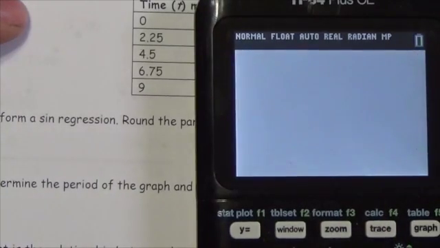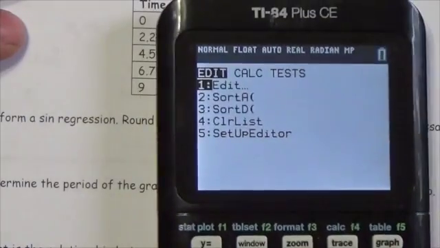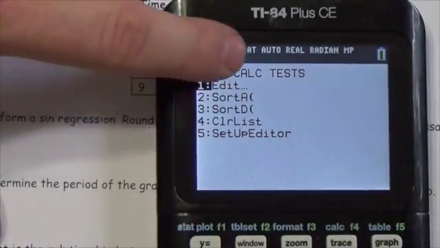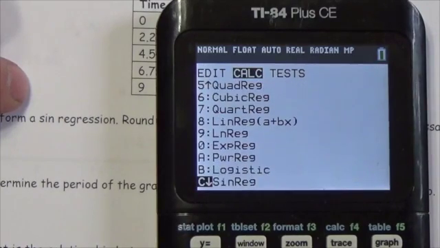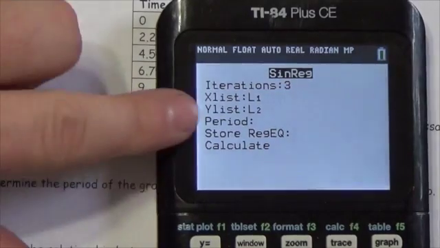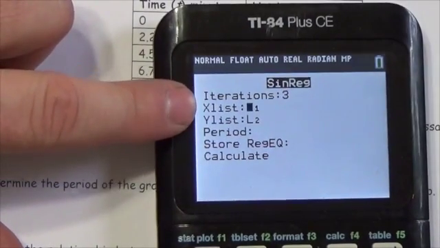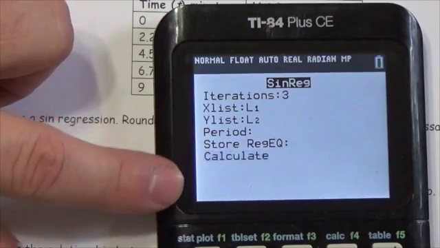So I'm going to quit out of there. And then to perform the regression, remember we press stat, because this is a statistical operation. We're going to move over to the calculation menu, and then we're going to go down and look for that sinusoidal regression. And it's down here at C. Now my calculator's already set up. It knows that I want to look in list 1 and list 2. So I'm just going to let it figure the rest of that out here.